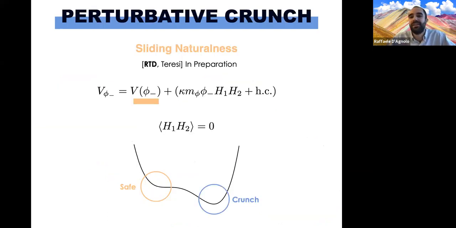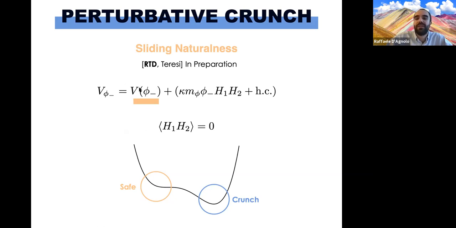And how do you do that? Well, the way to do it is relatively simple. So let's look at scalar number one that I'm going to call phi minus. And let's look at the potential of phi minus in the absence of a coupling with the Higgs. So I'm setting the second piece to zero in the cartoon down here.